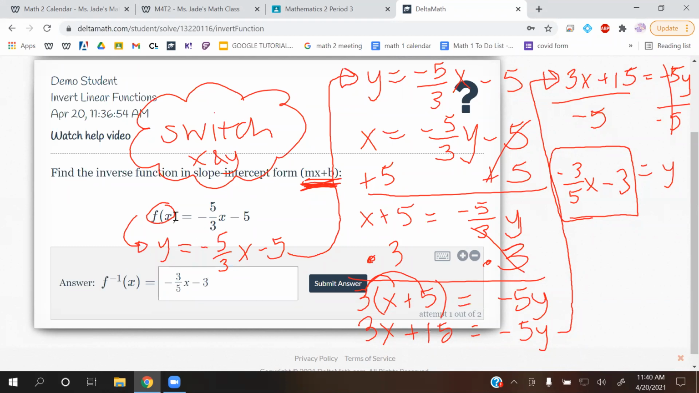And so once again, to recap, this is f of x. We switched x and y to get our f inverse of x. So remember, you don't read this as to the power of -1. No, this is f inverse of x, okay? F inverse.